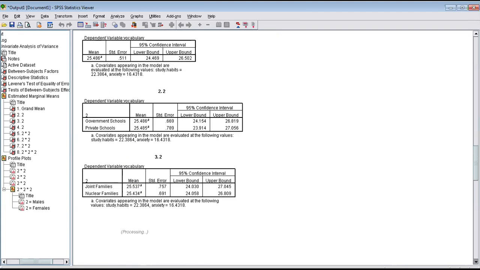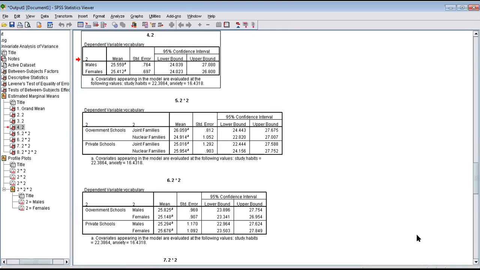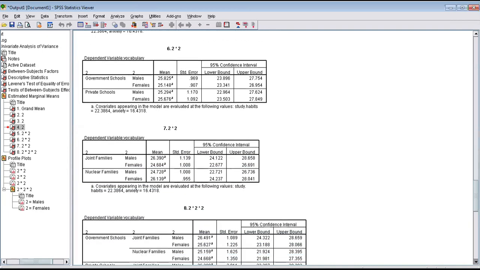And this is by chance, I have the data which I have entered. It's just because of that. Okay. The joint family is 25.537 and nuclear is 25.4. Very minor difference. The male is 25.559 and female is 25.4. Very minor difference. So all these you have understood now. So therefore, this is all your output.